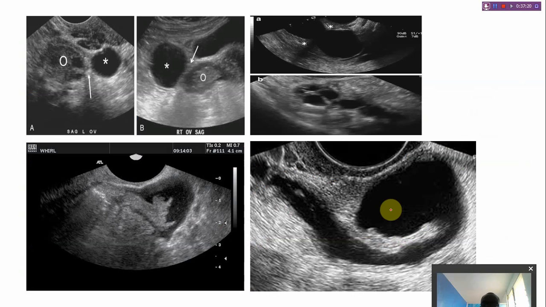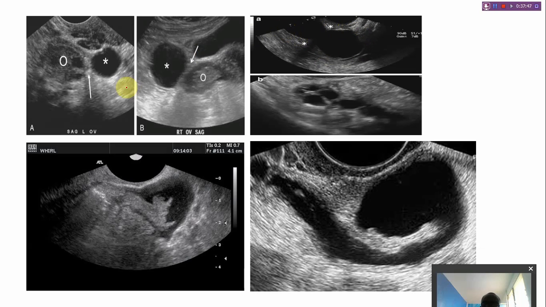So these are typical examples of ovaries that are abnormal and fallopian tubes that are also abnormal. But let's look at the fallopian tube. This is a fallopian tube that is filled with fluid. So the diseases of the fallopian tube are either blood or fluid, or pus, filling the fallopian tube.